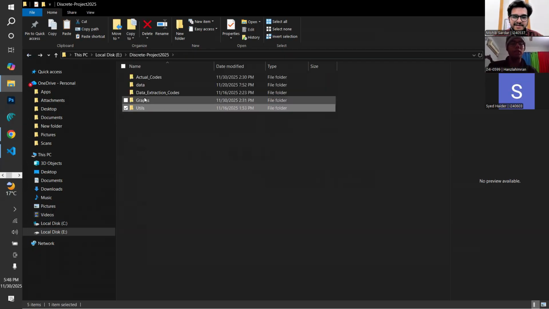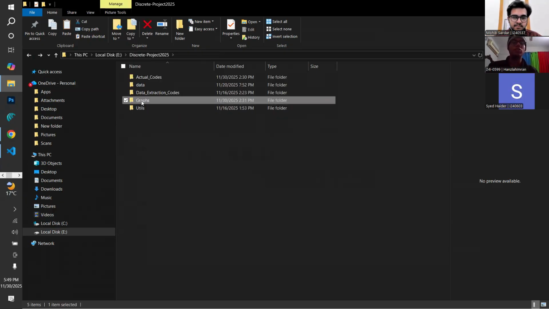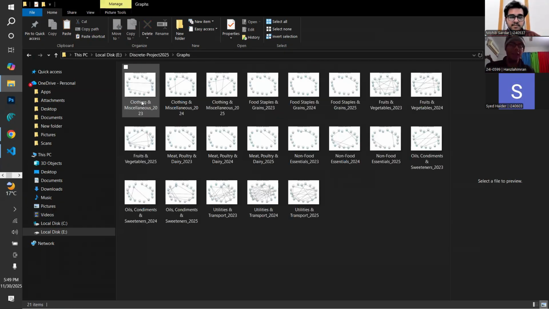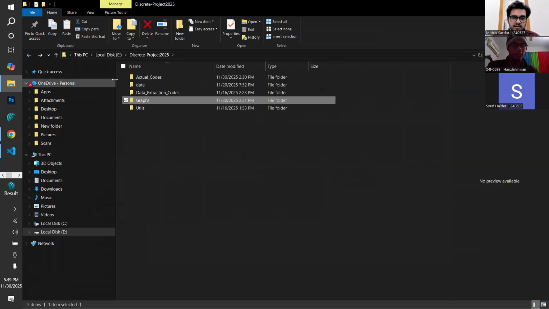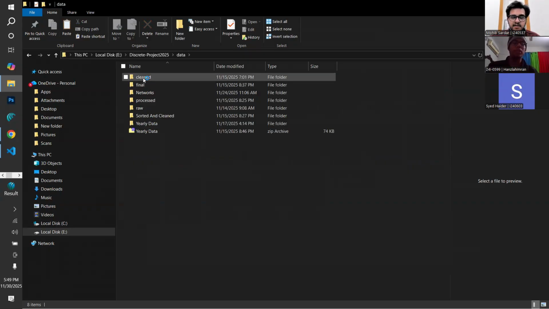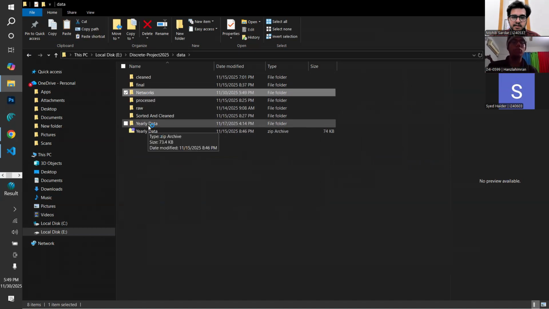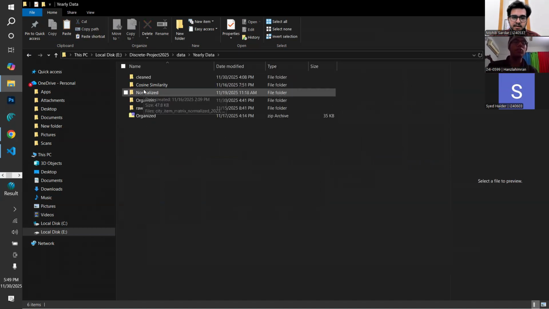Now, if we go over to the data extraction code, the same Python file was basically to normalize the prices and to compute those cosine similarity prices. The third folder, which is the graphs, contains all the images for the 21 graphs that we made by hand and using the Python file. Now, if we go over to the actual part, we see in the data that there are multiple subfolders: cleaned, final, networks, processed, and sorted and cleaned, and yearly data. From cleaned to the sorted and cleaned, it is basically monthly data, excluding the networks. If you go into the yearly data, it is subdivided into cosine similarity, normalized, organized, and cleaned. Raw is also present if you want to use the previous data for something else.